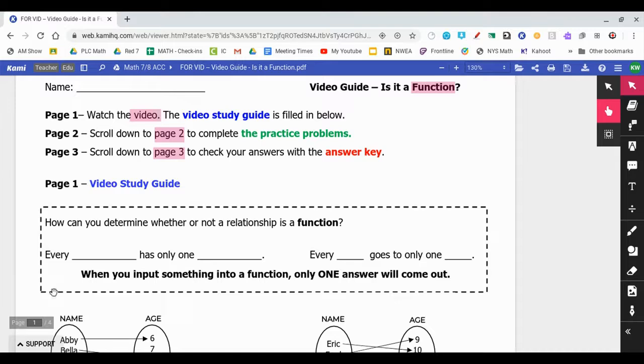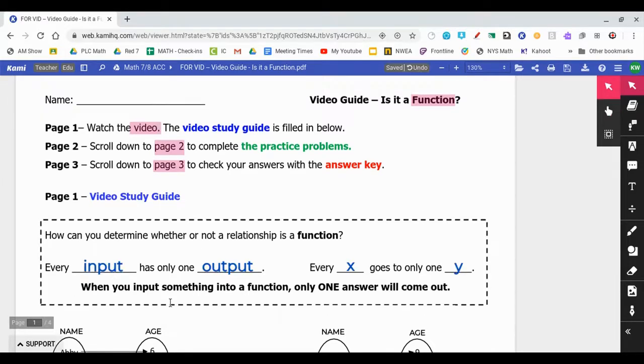All right, now we're ready to tackle these notes. How can you determine whether or not a relationship is a function? Well, every input has only one output, kind of like how every student in the function had only one class to go to. Every X goes to only one Y, kind of like how every student goes to only one class. When you input something into a function, only one answer should come out.